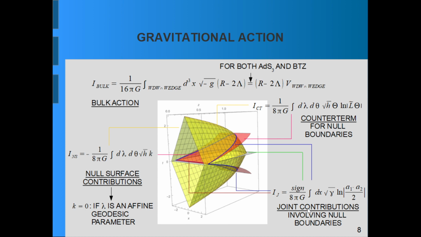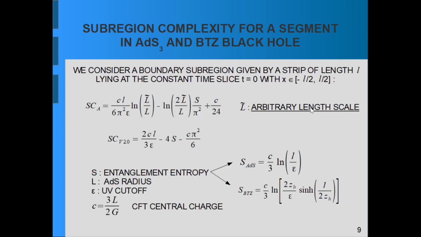These contain an arbitrary reparametrization constant coming from null normals to the intersecting boundaries, A1 and A2. To eliminate such a dependence in the action, we must also consider a counterterm for null boundaries, depending on the expansion growth rate theta, at the price of introducing an arbitrary length scale L tilde. Summing up all these contributions, after several simplifications, we get this strikingly simple result for both AdS-free and BTZ spacetimes.